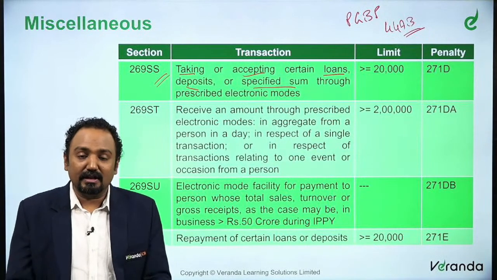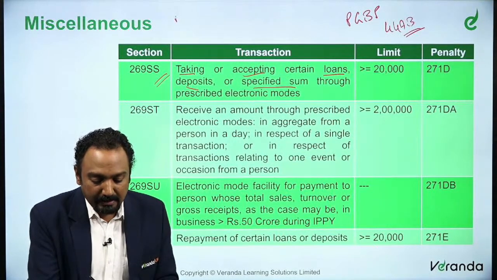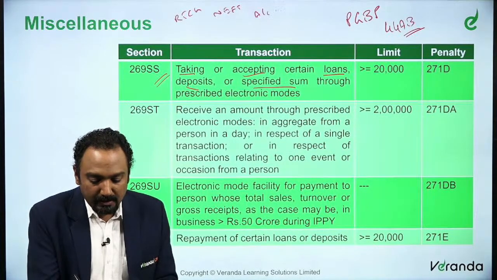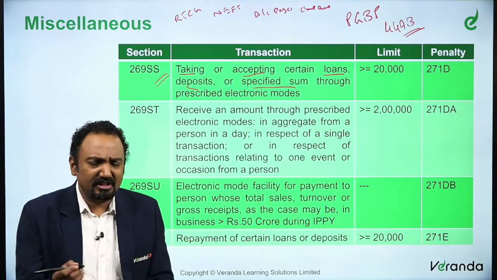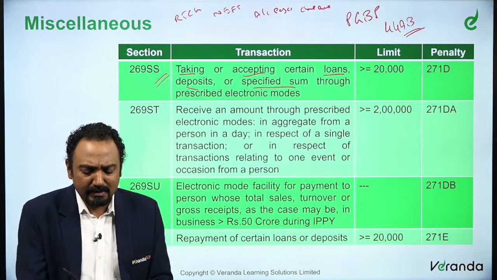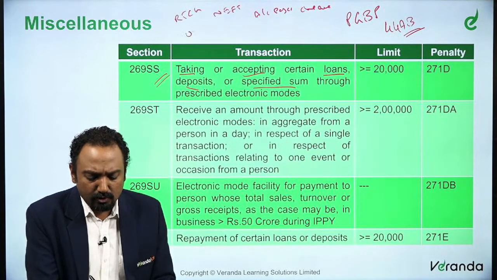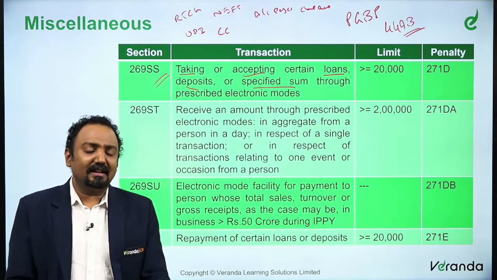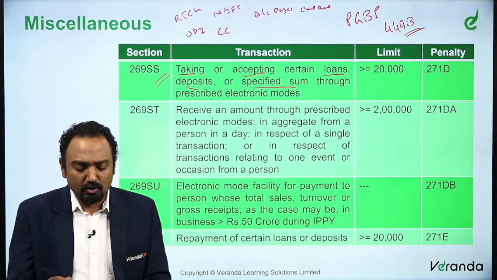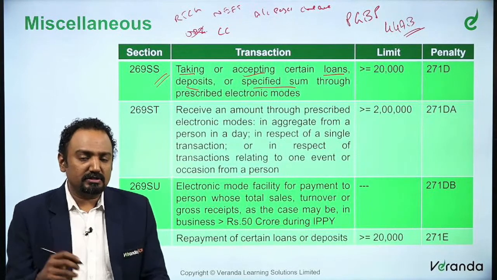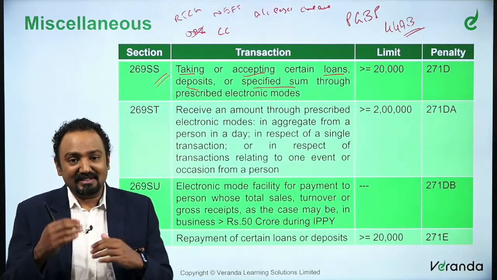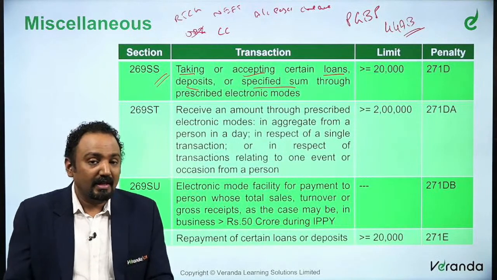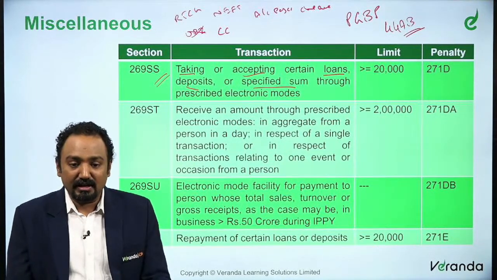What are the prescribed electronic modes? You have RTGS, NEFT, then you have account payee cheque, whatever we used to see in 40A(3). There is nothing new that I will have to add, but I will just repeat it. And then these days you have UPI, you have credit card and all those things. So, these are the things that are eligible. When you say electronic modes, let us ignore UPI for 269SS and other sections here. So, it is credit card, debit card, net banking. All of these are what is called an electronic mode of payment.